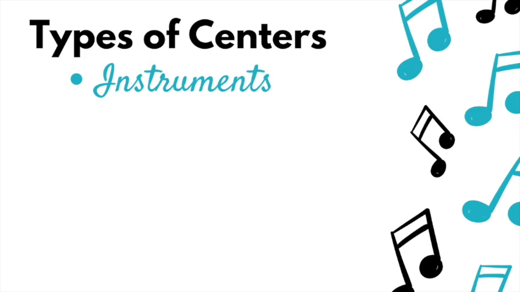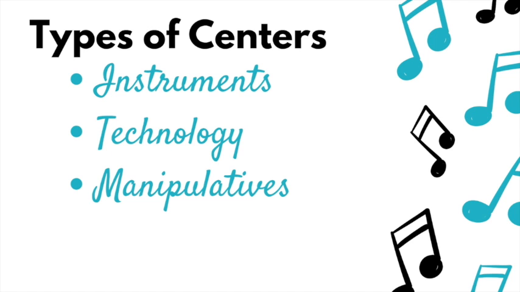So if you're trying to figure out what kind of centers you could use for any concept, I have a formula that I often use when trying to figure out which kind of centers I'm going to use with my students. So today we'll talk about rhythm, but this formula can apply to really any concept. So let's say you have 4 centers. The first center could be instruments. The second center could be focused on technology, whether you're using your smartboard or iPads or Chromebooks, whatever you have. The third center could be manipulatives, and the fourth center could be assessment.